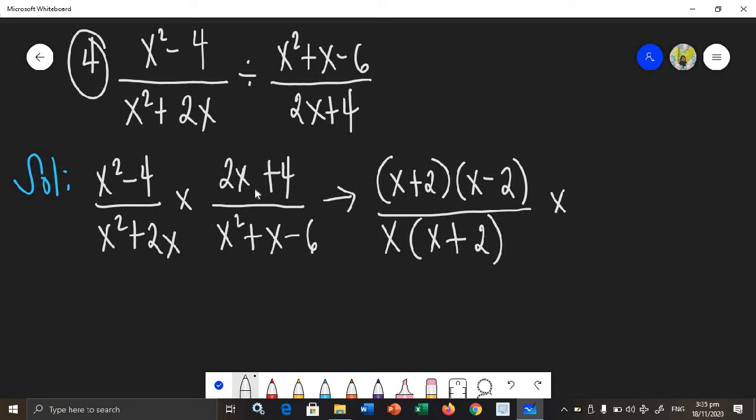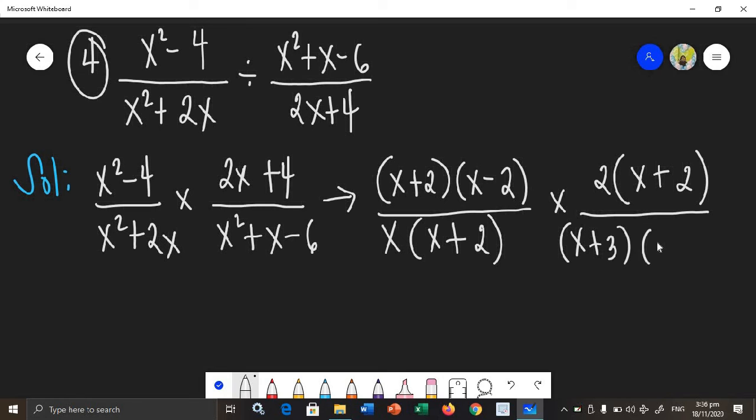And then times, we can factor this out by getting the common factor, which is 2. So 2x divided by 2, the answer is x. And then copy the sign, plus 4 divided by 2, the answer is 2. All over this trinomial, we can factor it out using factoring general trinomials. So the factors of this trinomial are quantity x plus 3 and quantity x minus 2.